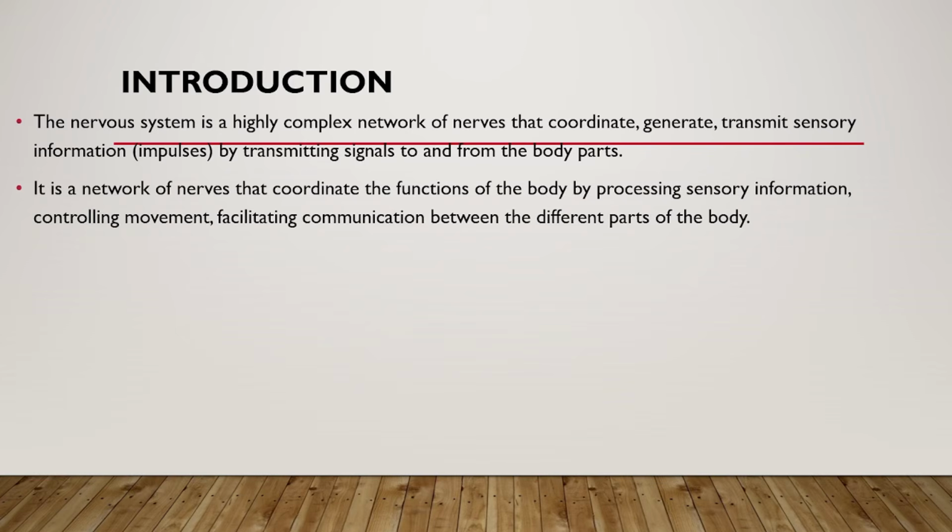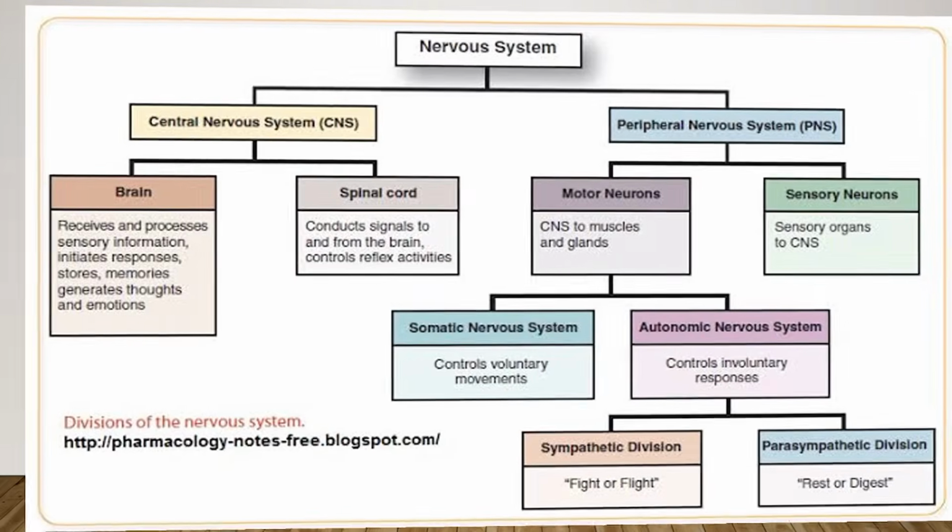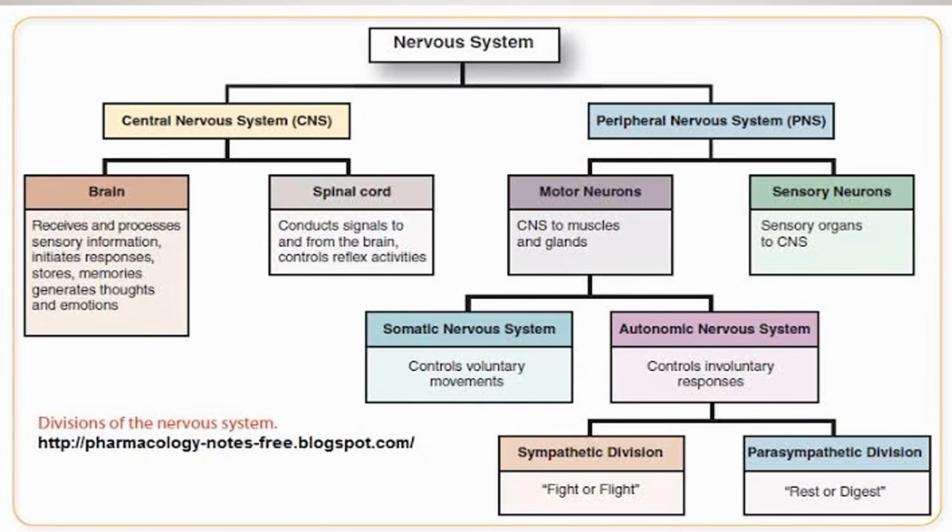This network of nerves coordinates the function of the body by processing sensory information, controlling movement, and facilitating communication between the different parts of the body. Now, I want to say that the nervous system is divided into two: the central nervous system and the peripheral nervous system. The central nervous system is divided into the brain and the spinal cord.